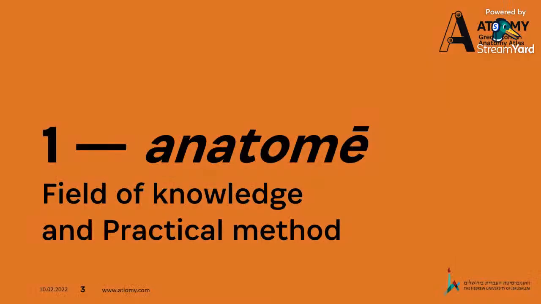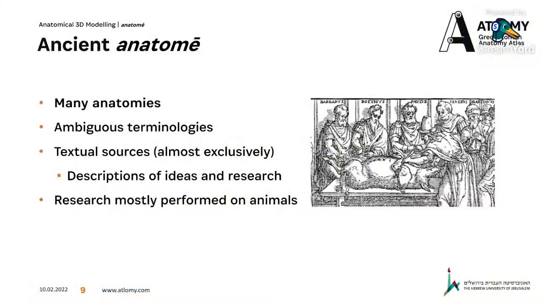So let's begin with anatome, the Greek term, which meant in antiquity both the field of knowledge that we know today as anatomy, but also the actual practical method of gaining and building this field of knowledge. So dissections and vivisections, opening up the dead and the living body in order to learn about the internal structures, and again, creating this field of knowledge. So a few important things to bear in mind when we talk about ancient anatomy, ancient anatome, as opposed to what we might think of nowadays.